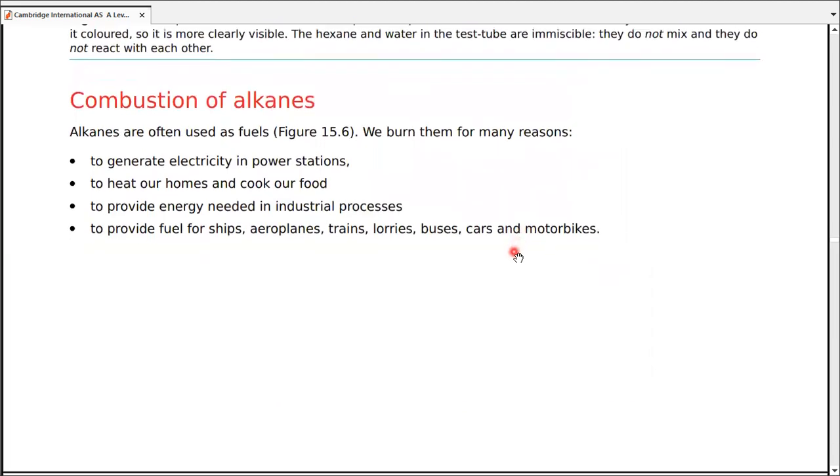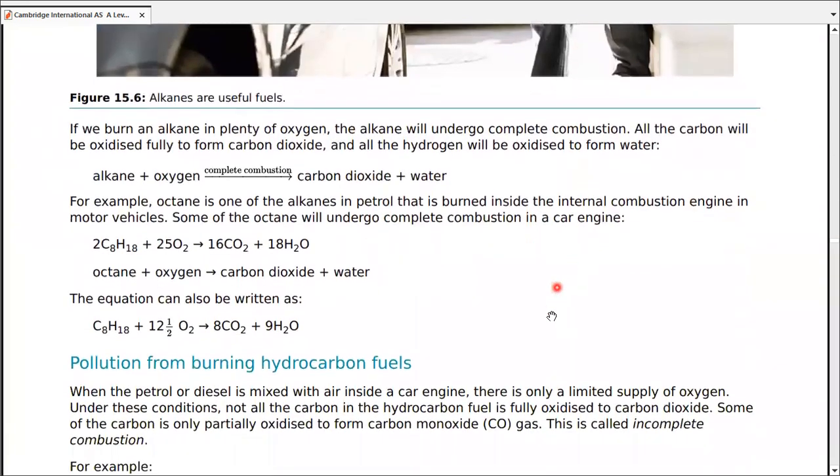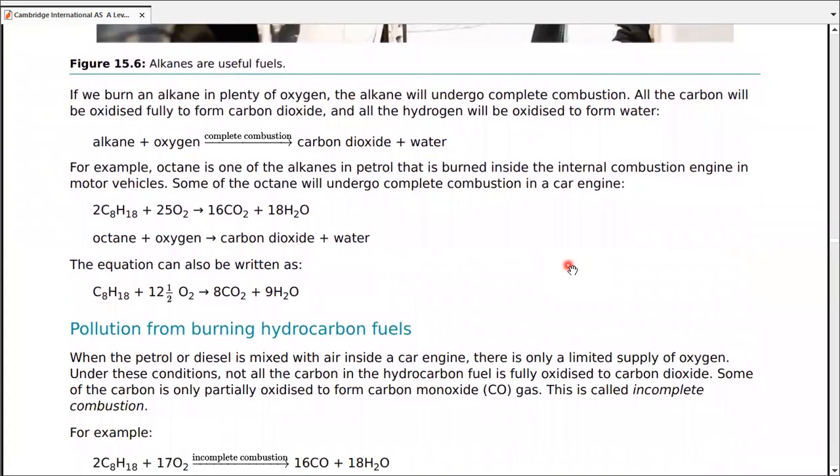Now, moving on to combustion. Alkanes are often used as fuels. We burn them for many reasons: to generate electricity in power stations, heat our homes, cook our food, provide energy for industrial processes, and fuel ships, airplanes, trains, lorries, buses, cars, motorbikes. It really depends upon different ranges. Okay, so that's not the main point. The main point is to talk about the types of combustion. We are going to bifurcate into two types. We will discuss complete combustion here.